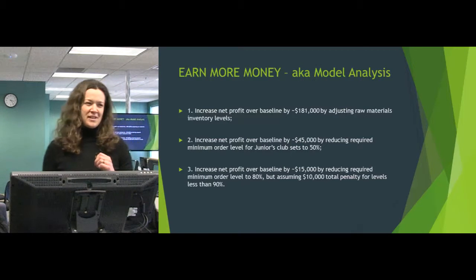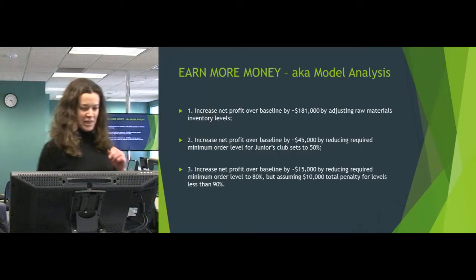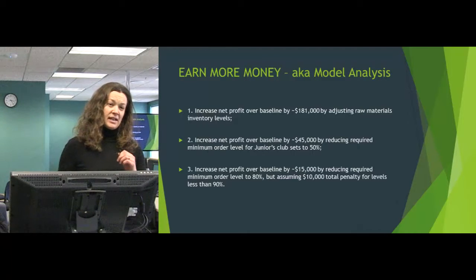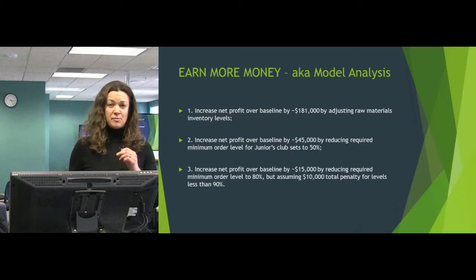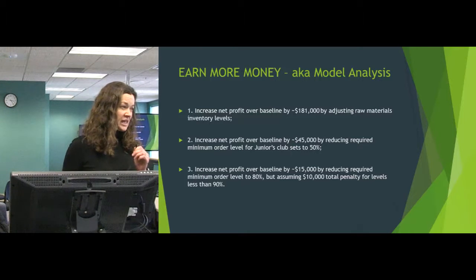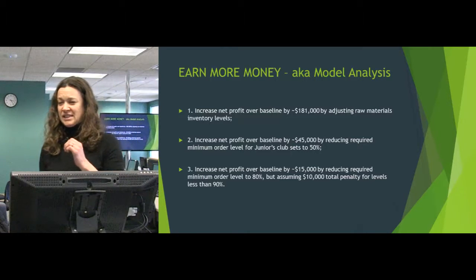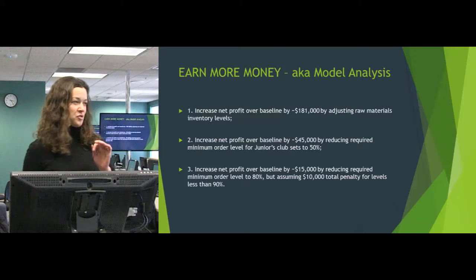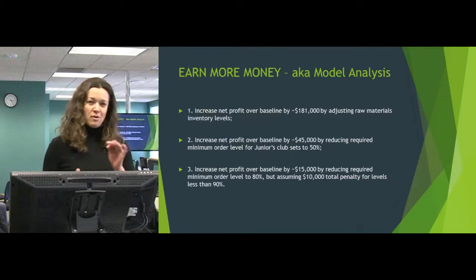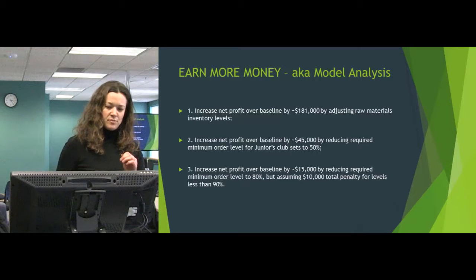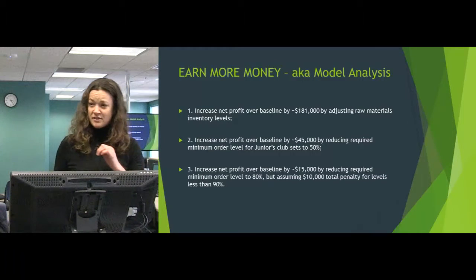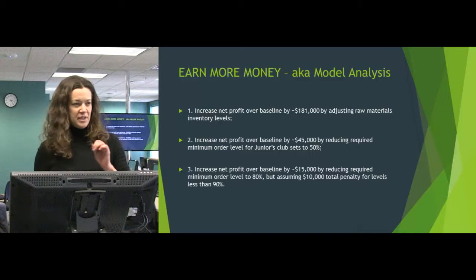So these are 3 ways that we figured out that you can make more money. One is simple. And one of the pros of the first option is also that it's totally an internal control decision. It involves nobody else. It's just our willpower and interest in increasing our profits. And we can adjust our raw materials inventory levels and make an additional $181,000.